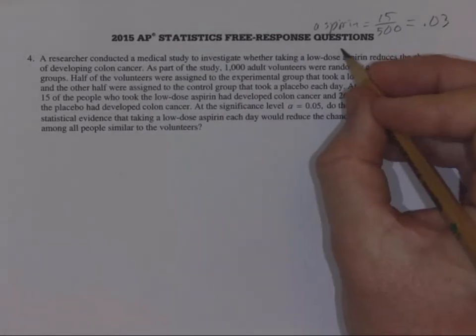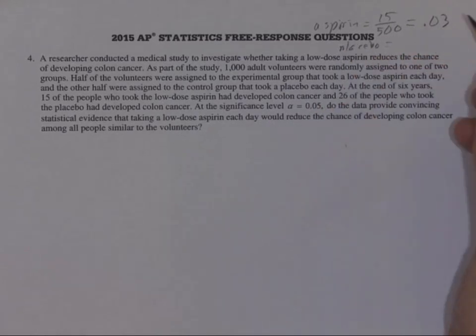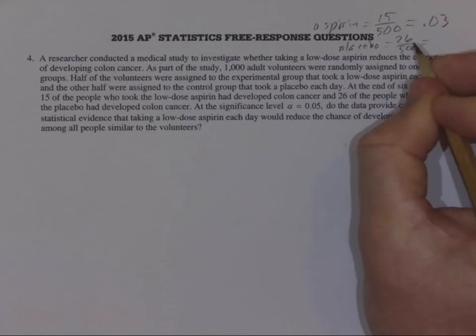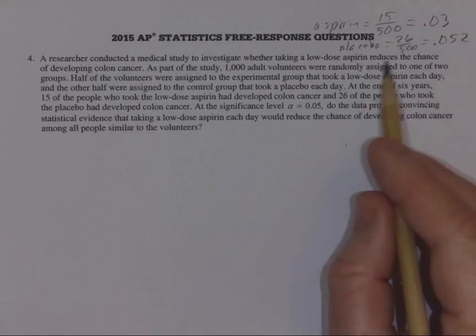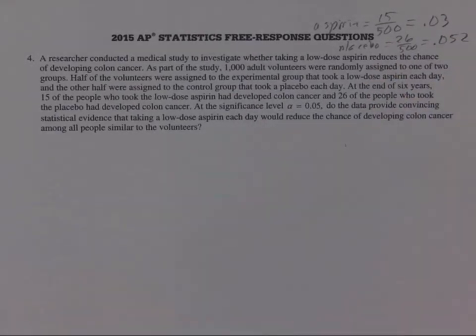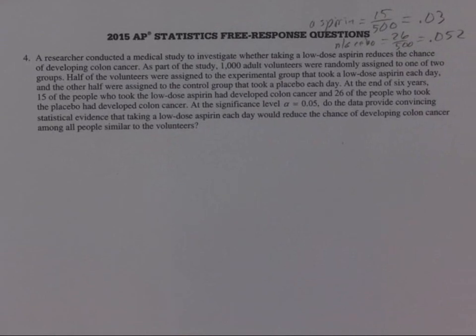Then they took the placebo, and that's 26 out of 500, which is 0.052. So a higher percentage of those that took the placebo developed colon cancer. But the premise of a hypothesis test is this: is this difference so different that it's not plausible to happen because of sampling variability? Or is this a statistically significant difference? That's the premise of what we're doing.